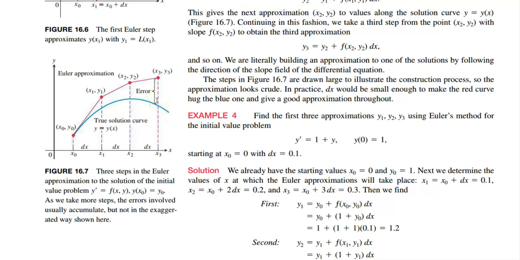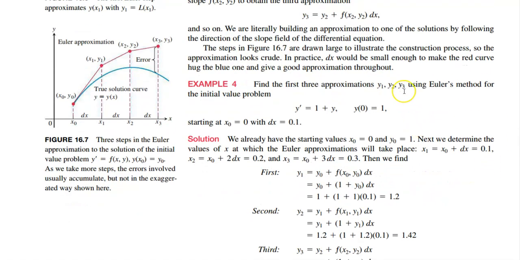So let's do an example of this. We want to find the first three approximations, y1, y2, y3, using Euler's method for the initial value problem y prime equals 1 plus y, where y0 equals 1, starting at x0 equals 0 with dx equals 0.1. We already have our starting values x0 equals 0 and y0 equals 1. And we know dx is 0.1, which is important.